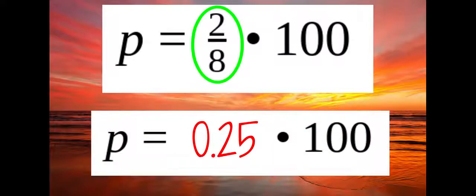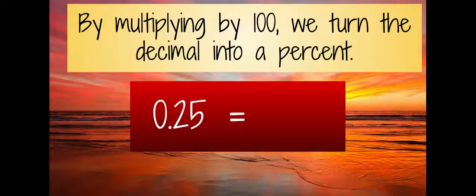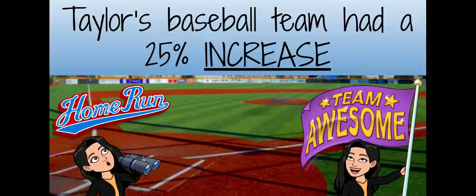We're going to continue with the fraction and we're going to divide 2 divided by 8, which is 25 hundredths. Now let's multiply it by 100. By multiplying it by 100, we turn the decimal into a percent. We're going to move the decimal over 2 times to the right to make it 25%. Taylor's baseball team had an increase of 25%. They're doing a great job.